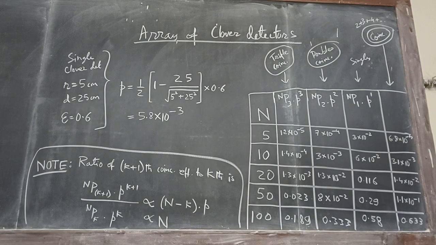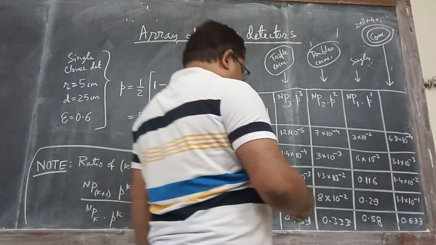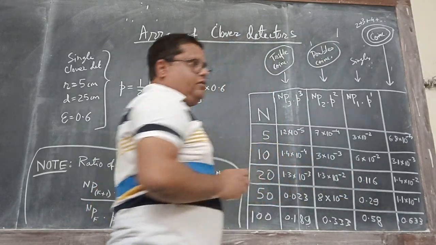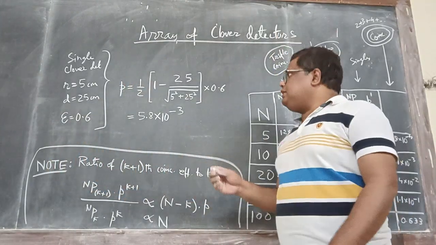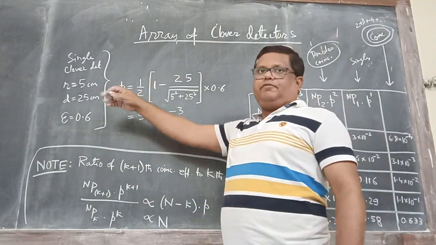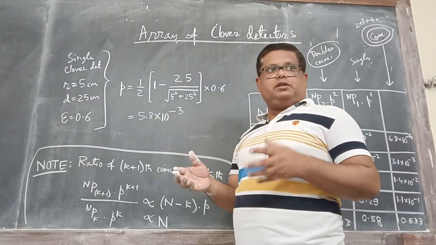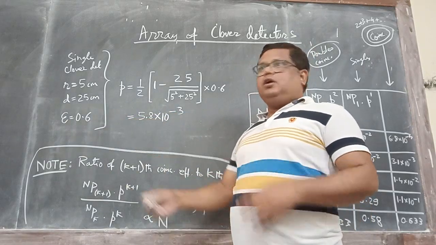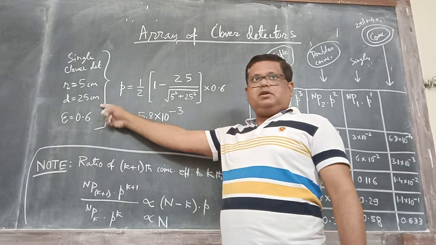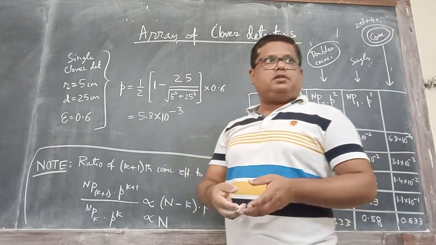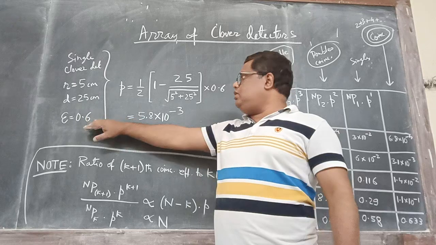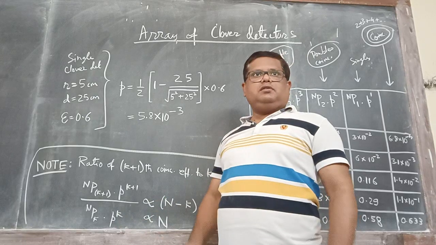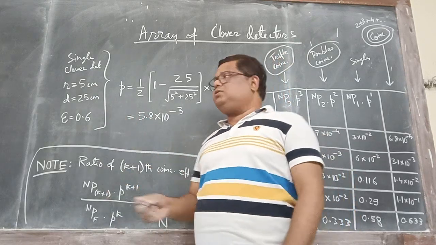Okay, so after discussing this array efficiency, here I have shown you an example for an array of clover detectors. Now, let us consider a single clover detector. Roughly the radius is approximately 4 to 5 centimeter, and the clover detector is kept at a distance of 25 centimeter from the source, along with taking the anti-coincidence shield.